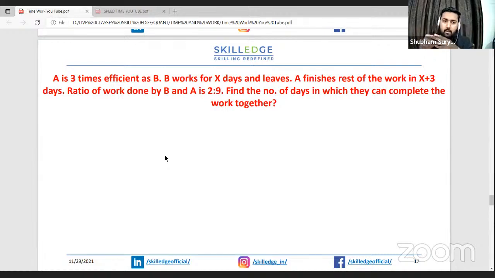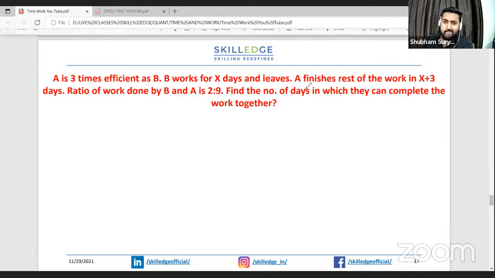Now, in the previous session, I have already discussed a few things regarding efficiency. There was this one question which was pending, which we just had a look at, but we didn't go through the solution of this particular question. Some of you might have already attempted it. Some of you would have got the answer as well. So let's quickly go through the solution of this particular question, guys. It says that A is 3 times as efficient as B.